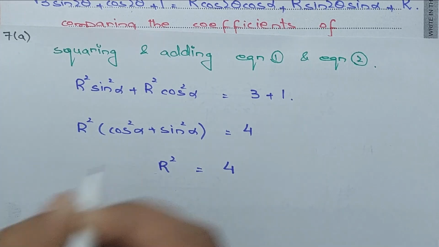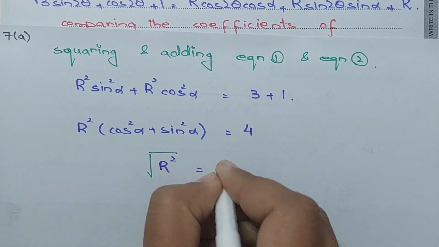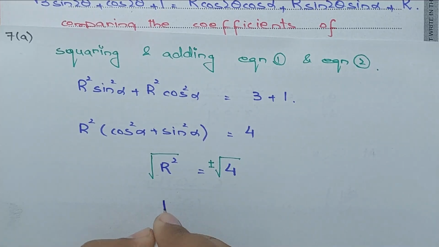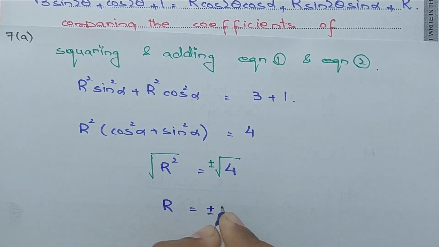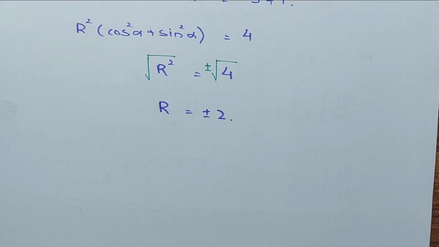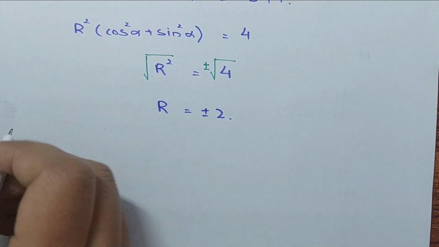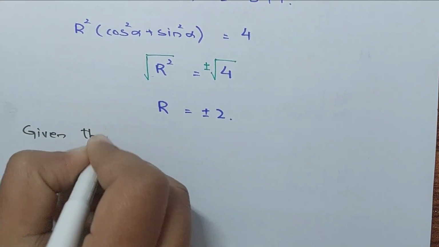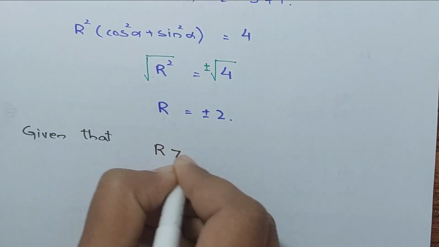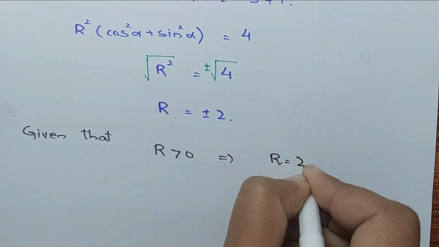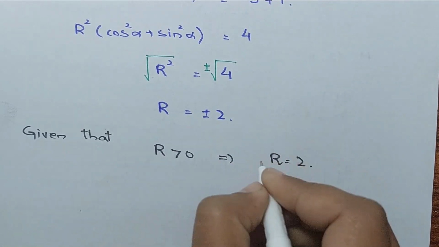To get the value for r, take a square root on both sides, and when we do the square root it is plus minus. So the value of r is plus minus 2. Since we have been given that r should be greater than 0, we have to pick only the positive value, right? So we can say, given that r is greater than 0, this implies the value of r is 2. This is the value for r.